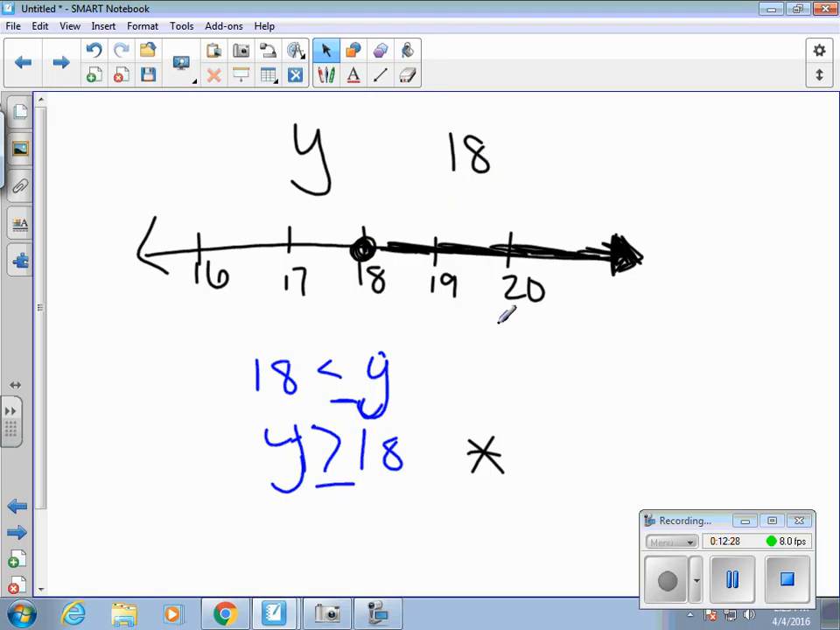Then she's got to determine which way her arrow is going to go. Now, if her variable comes first, which way did she shade? To the right or to the left? She shaded to the right, correct? So my arrow is going to point to the right.